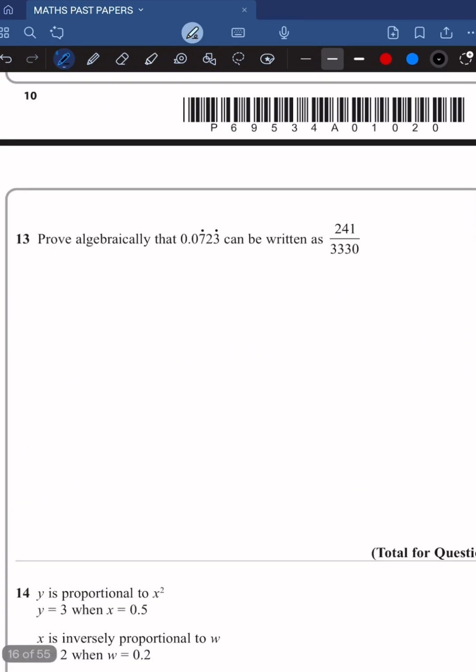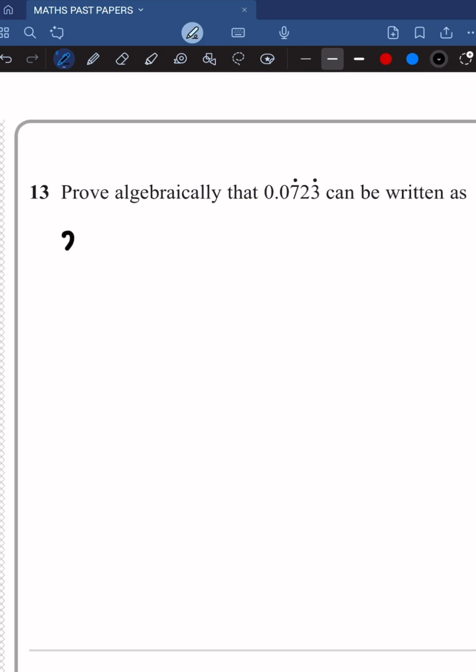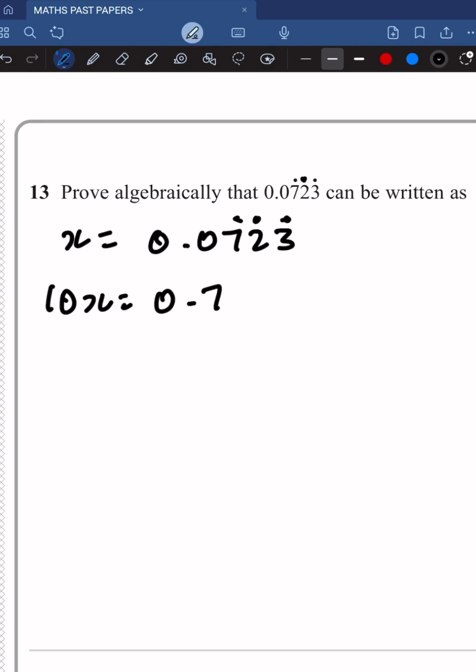So number 13 now: prove algebraically that 0.0723 recurring can be written as 241 over 3330. So let's start. Of course, we're going to do x equal to 0.0723 recurring. We're going to have, of course, 10x. 10x is going to be equal to 0.723 recurring, and then 10,000x.